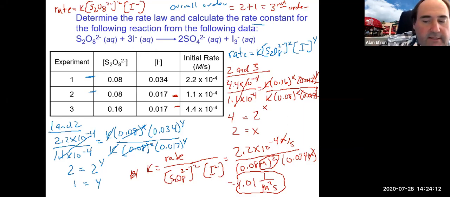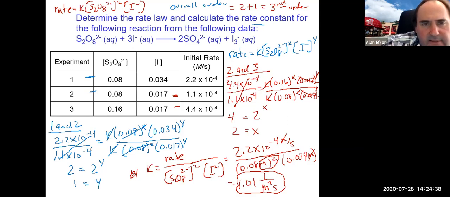So the question is, do you have to use experiment 1 to figure out the rate constant? The answer is no. Again, you could choose any of these entries in this table and put them in there, and you will get the same answer, I believe. You should end up getting 1.01.